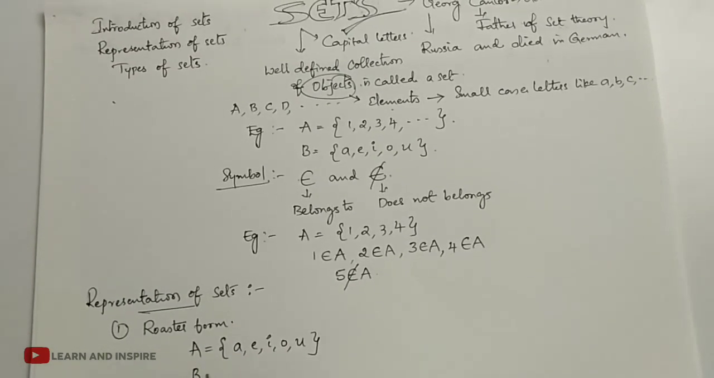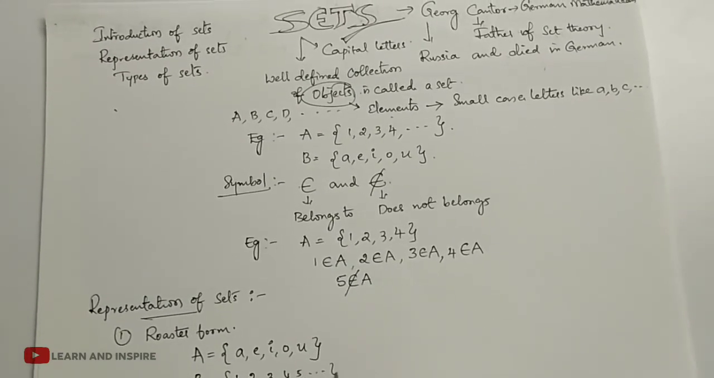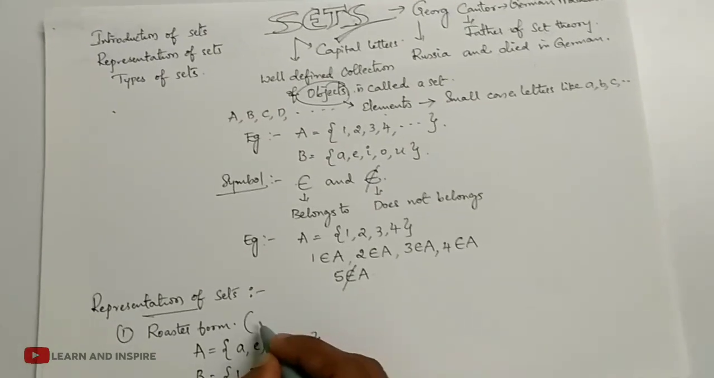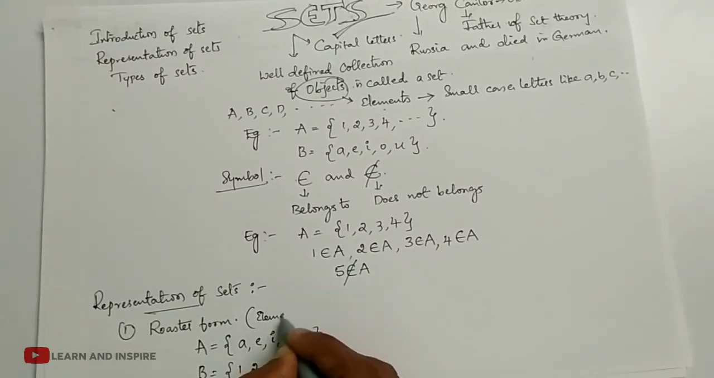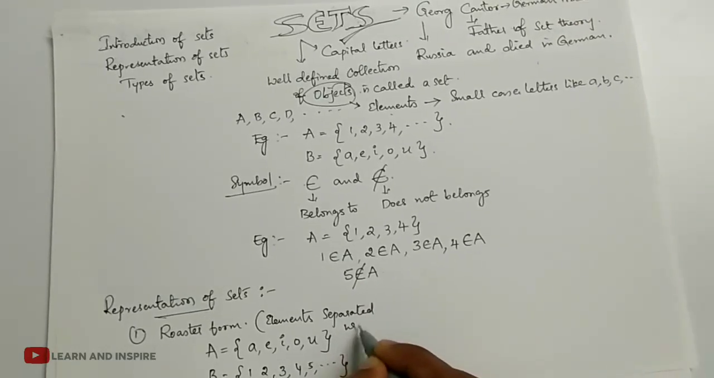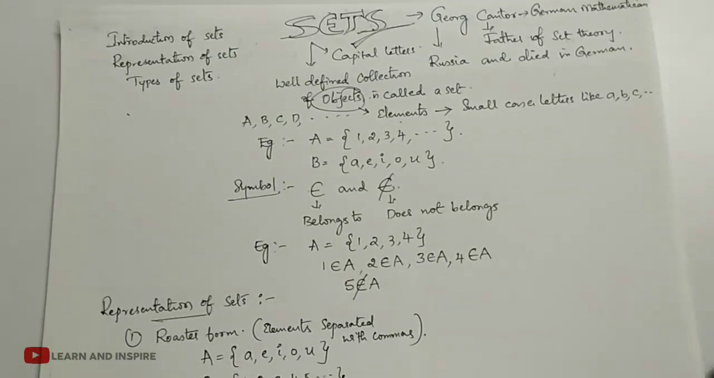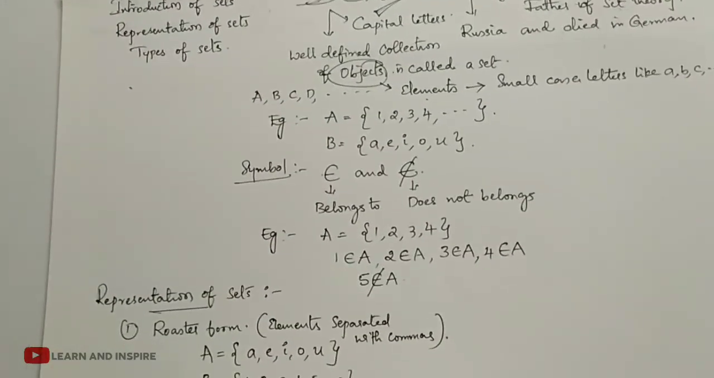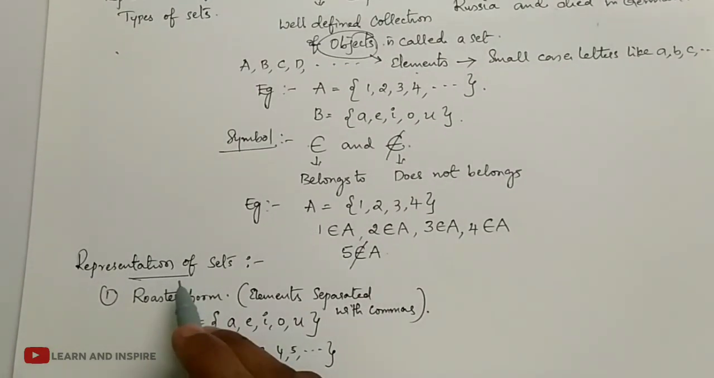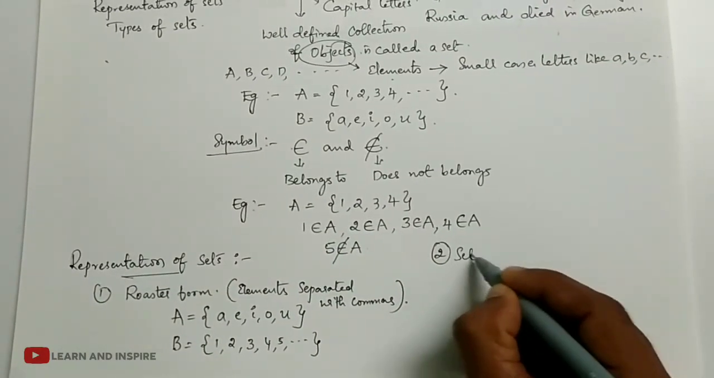So we take another example. B is equal to 1, 2, 3, 4, 5, and so on. All the elements are separated with commas. So we say that elements separated with commas are represented as roster form. Okay, so this is the first representation of set, and the second one is set builder form.